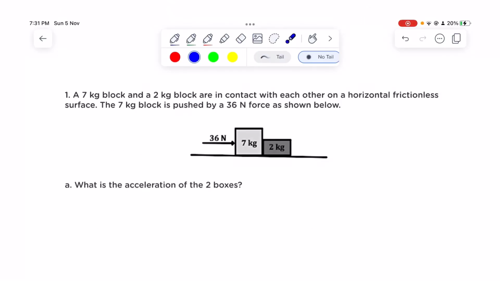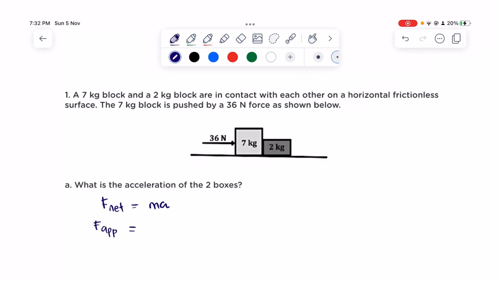So once again, in situations where you have more than one object and the question is asking for acceleration, you could just consider the objects as one, so you are going to use the system approach. In this case, we solve for the acceleration using Newton's second law of motion. F net is equal to ma, and when we say F net, it would only be the external force, or the force that causes the system to move. In this case, the only force that's making the system move is this applied force of 36 newtons. So that would be our applied force.